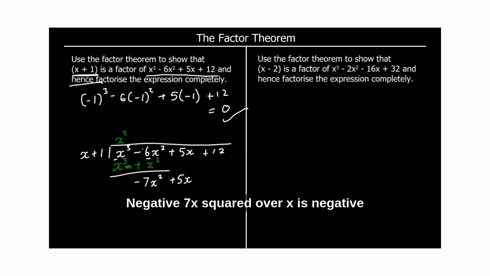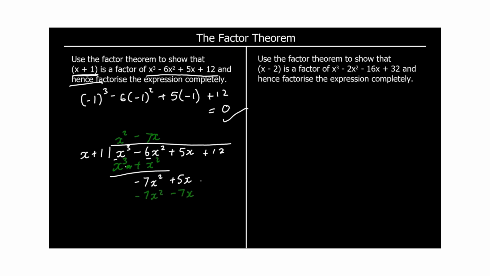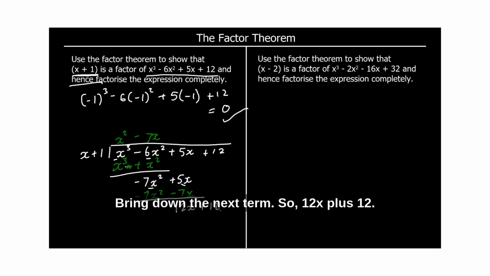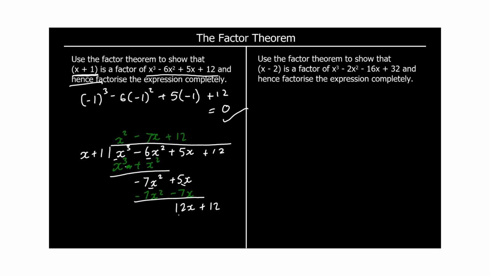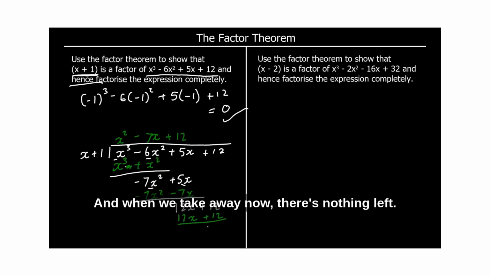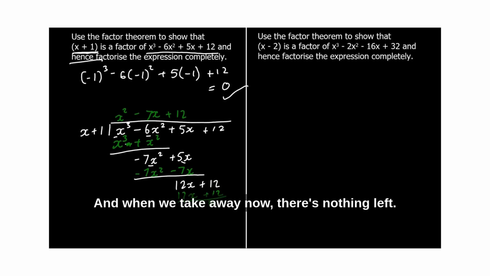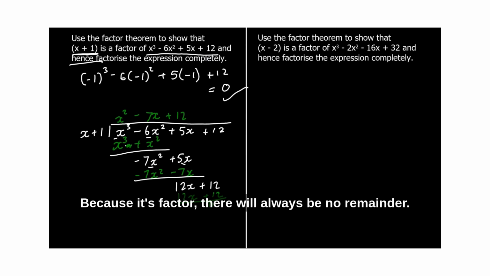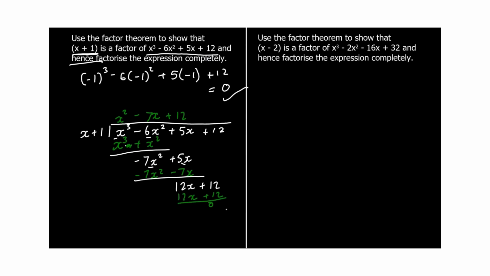Negative 7x squared over x is negative 7x, times by negative 7x, so negative 7x squared minus 7x, take away. So 5 minus 7 will be 12, bring down the next term, so 12x plus 12. 12x over x is 12. And when we take away now, there's nothing left. So it is a factor. Because it's a factor, there will always be no remainder.